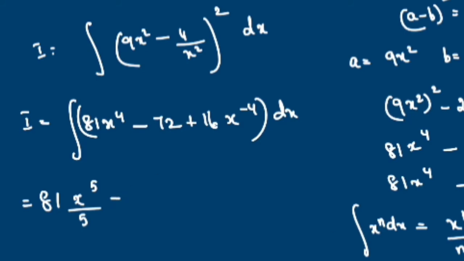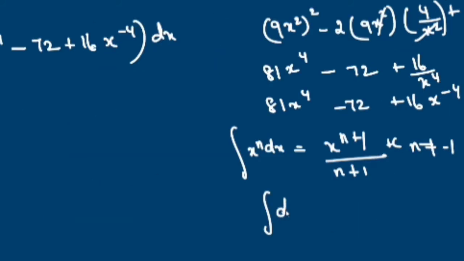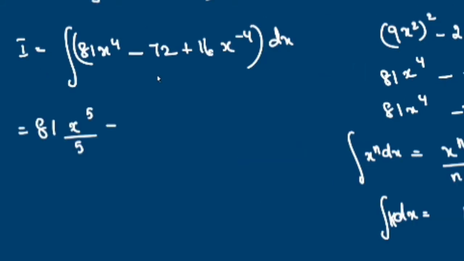Whenever there is a constant, the integration of a constant is, see if it is k, it is kx. Remember that. So integration of a constant is constant into x. So here it is 72. If there is a constant 10, it will be 10x. If there is a constant 5, it will become 5x. So here it is minus 72, so that will become minus 72x. Remember that. So whenever there is a constant with no x, you have to put that x here.